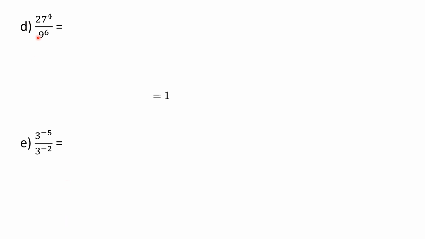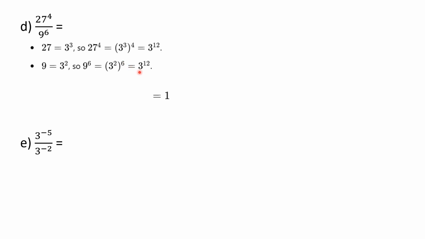Now let's go to part D. Here I have 27 power 4 over 9 power 6. If we make for 27 a prime decomposition, it will give me 3 cubed. So open parenthesis, 3 cubed inside, and outside I put 4. It will be 3 power 12. And 9 is 3 squared, open parenthesis, 3 squared inside, and 6 I put it outside.